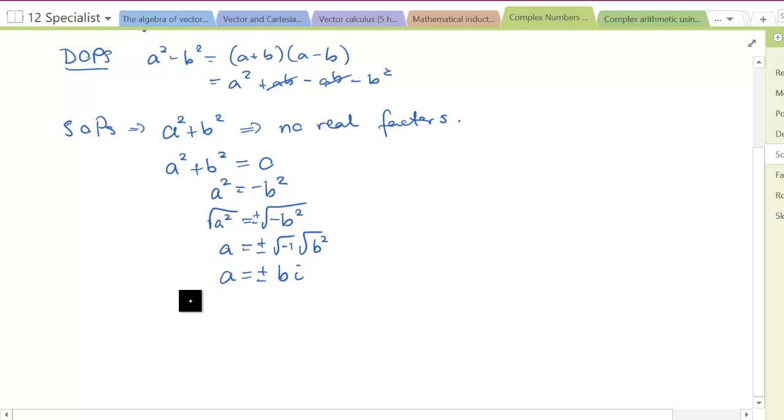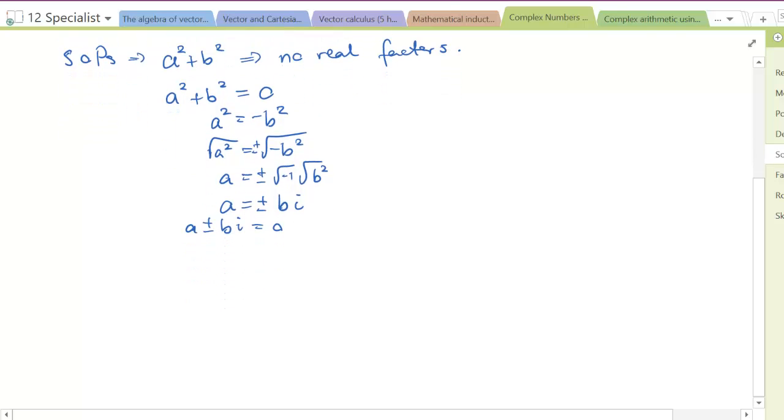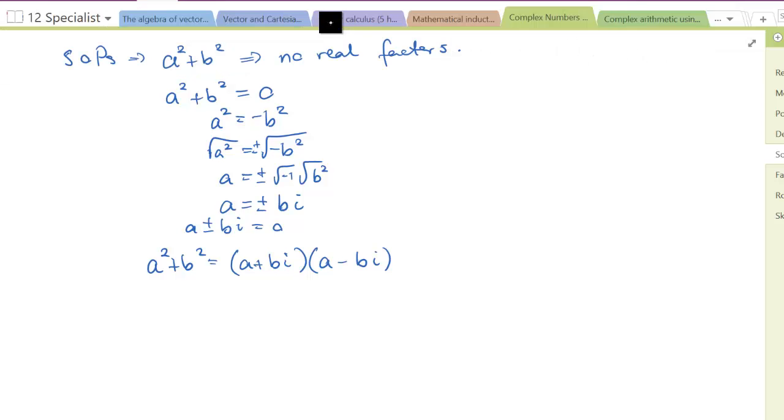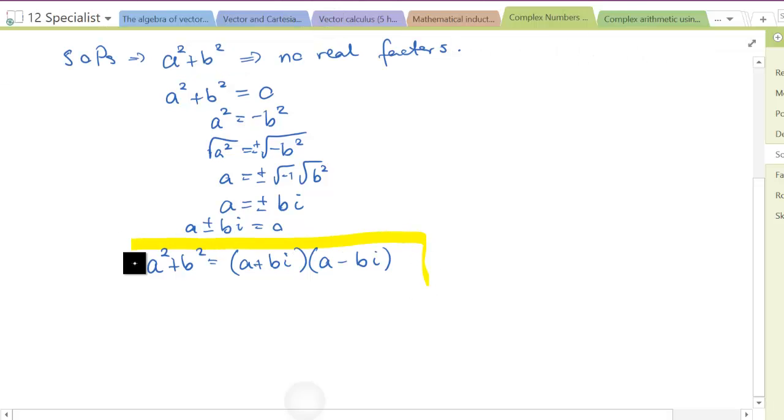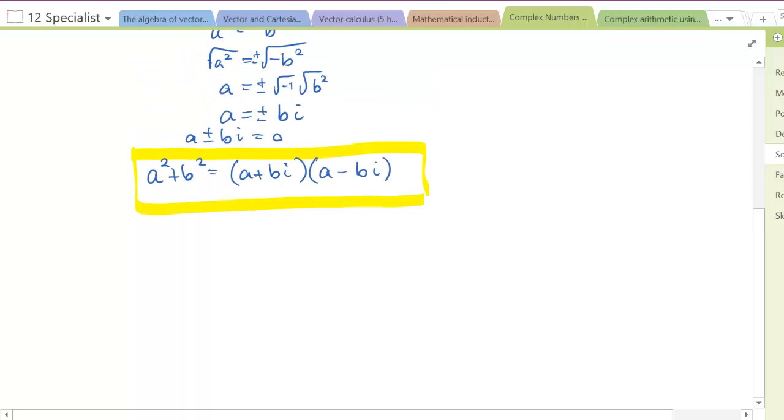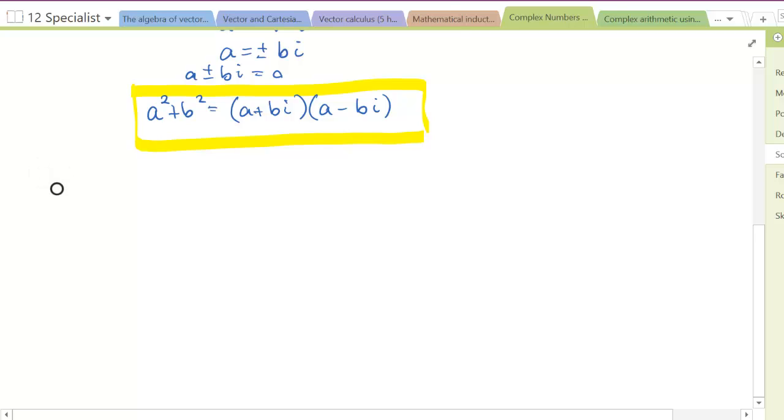And really that's saying that a plus or minus bi is equal to 0, which means that we get our two factors. And essentially what we're trying to look at here is that a squared plus b squared can be factorized if we're looking at complex numbers, and it will be a plus bi and a subtract bi. Now this is something that we should be able to remember. Okay, so a squared plus b squared is a plus bi, a minus bi. So we'll start by looking at a simple example with that.